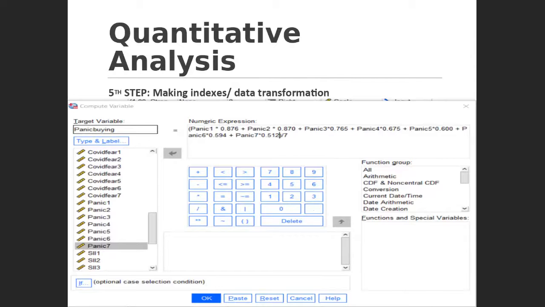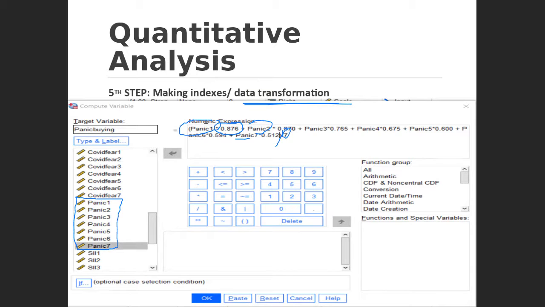Okay, lastly, in our data preparation process, the last step is making indices, transforming your data. If you see this particular process, there are seven questions to measure panic buying, and here we are taking a weighted average. Each question, panic 1, panic 2, panic 3, 4, 5, 6, 7, is multiplied by a particular weight, and then the sum is divided by 7. So this is not a simple average.